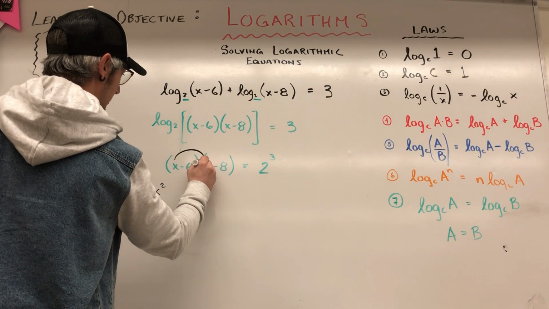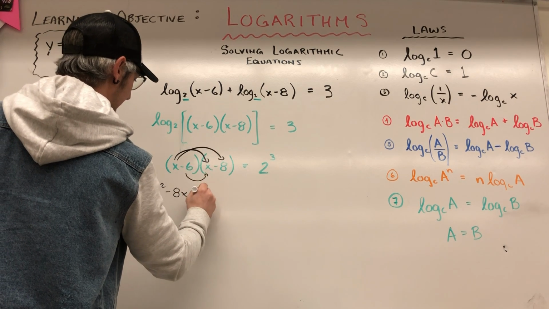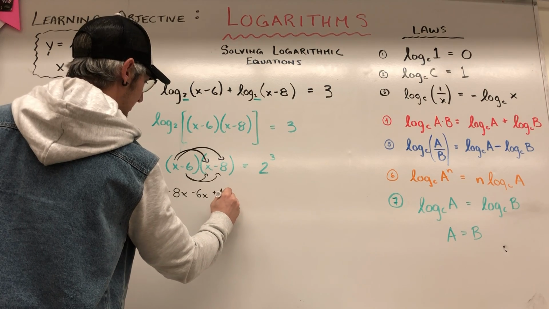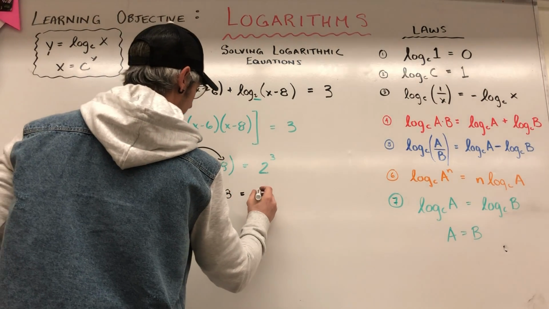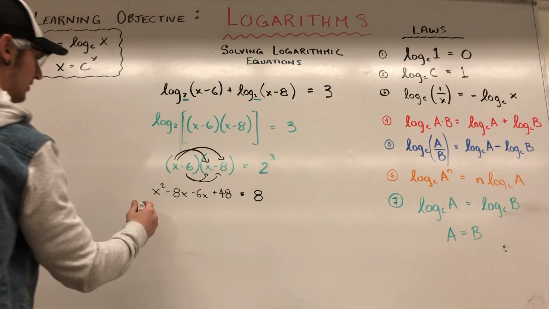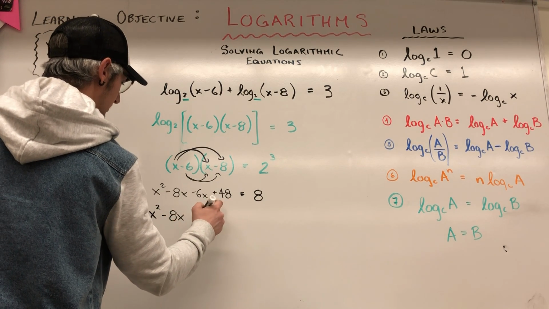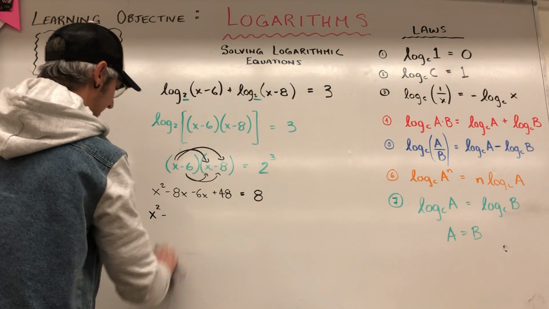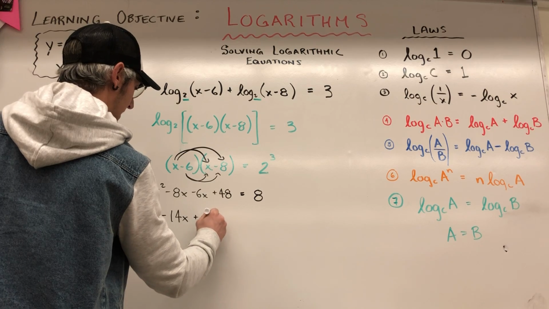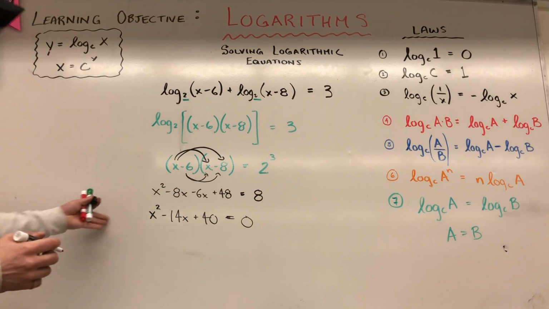x squared minus 8x minus 6x plus 48 is equal to 8. 2 to the 3 is 8. Okay, now I'm going to bring this 8 over, and I'm going to see if I can solve for it. I'm going to solve this as a trinomial. Oh, sorry. 8x minus 6x is minus 14x plus 40 is equal to 0. Okay, I'm just trying to solve for x now.